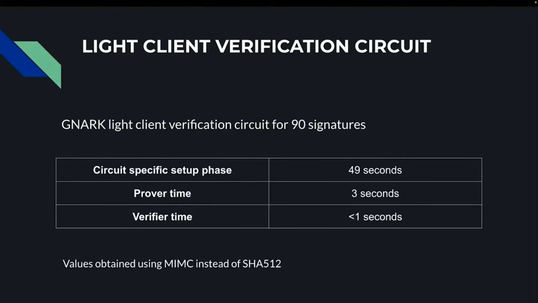I implemented this light client verification using GNARK in order to see if valid proof generation could be done in a centralized way or if using DeVirgo would be needed. To generate the proof that 80% of the 90 signatures are correct, we would just need 3 seconds. These values are calculated using the MiMC hash function instead of SHA-512, so it would take approximately 7 times what it currently takes, since SHA-512 is less ZKP friendly.